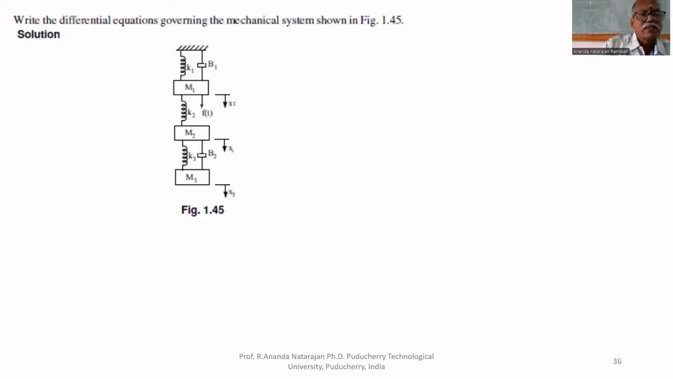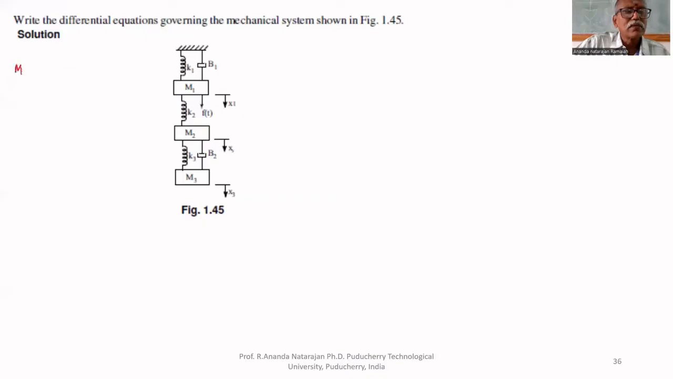How to obtain electrical analogous system. The first thing is we have to write the mechanical model for this. Now, no need to write free body diagram. In the examination you have to draw it, but by looking at the diagram, we can directly write. But in the examination, it's better to put free body diagram for the sake of marks.